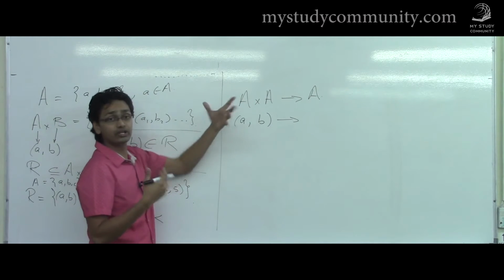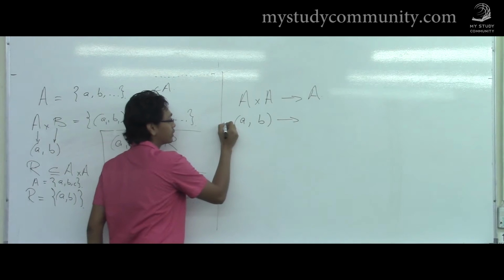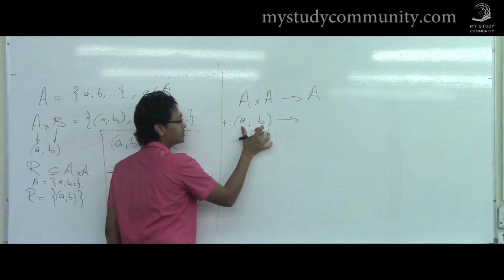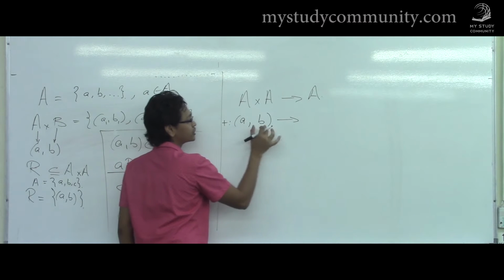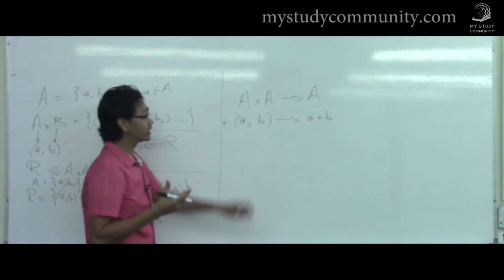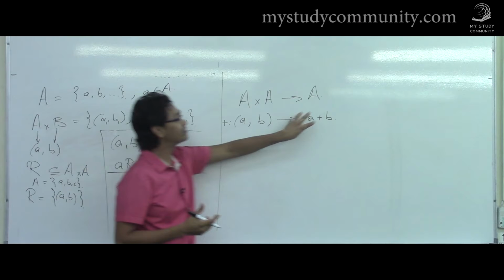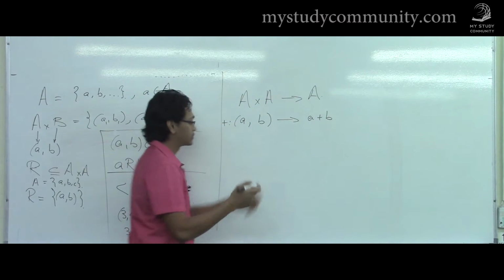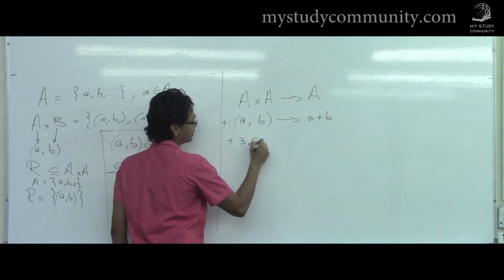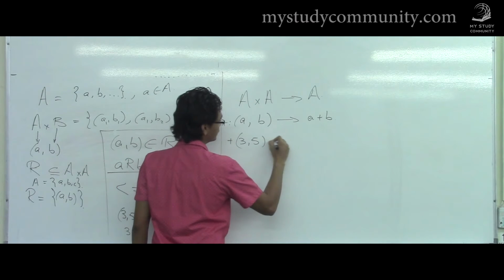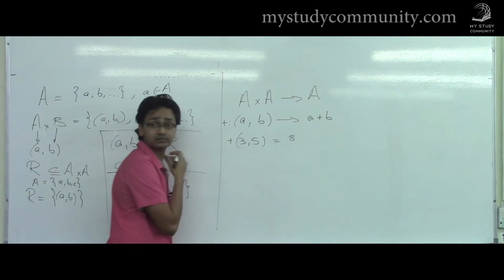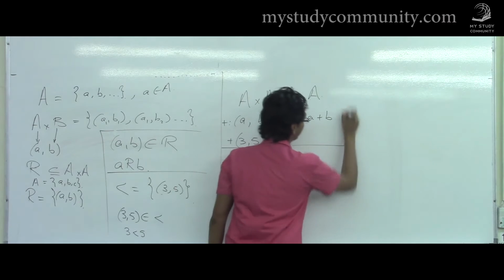Now I'm going to define an operation. So let's just say this operation is addition, which you all know. So if we have (a, b) with this operation, then this gives a plus b. This is the addition operation. So in other words, we take an ordered pair, two elements, and we give a value. a plus b is a value, right? So addition of (3, 5) gives you 8. Yes?